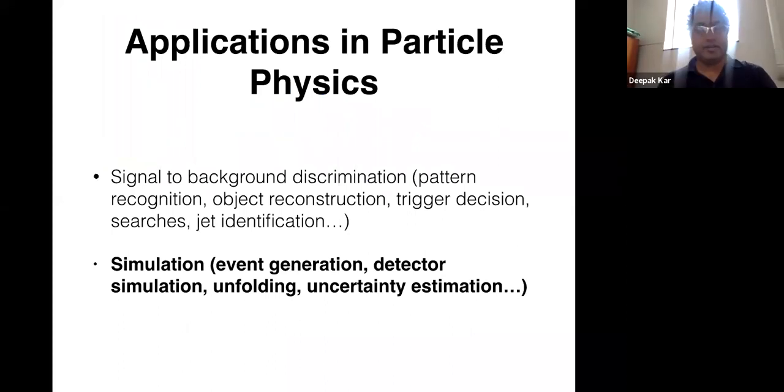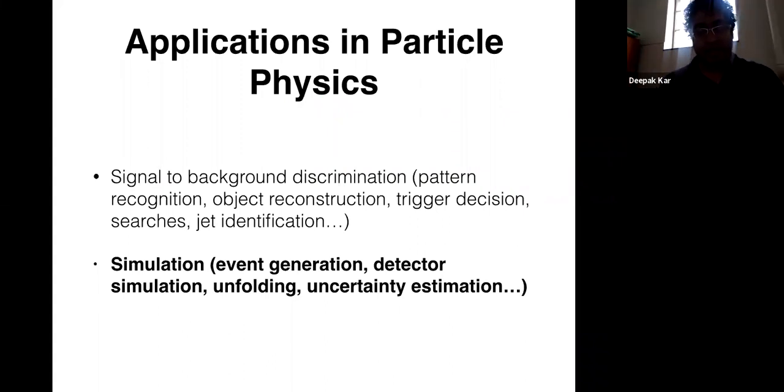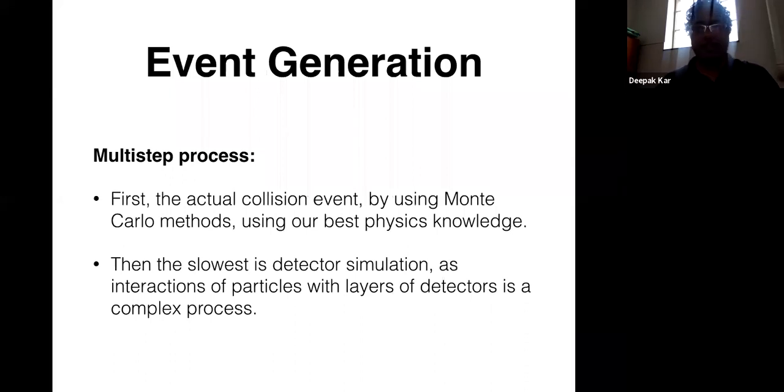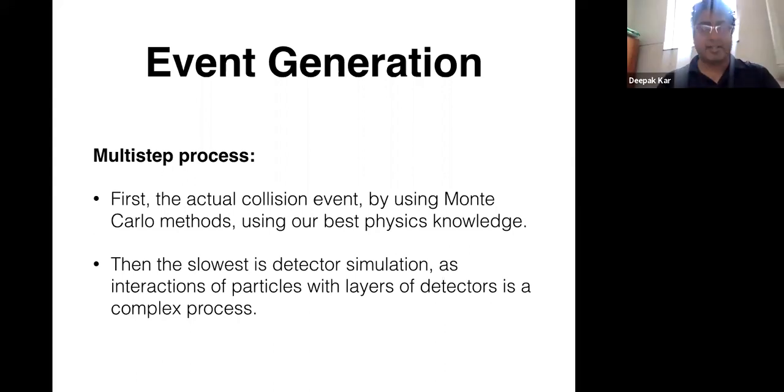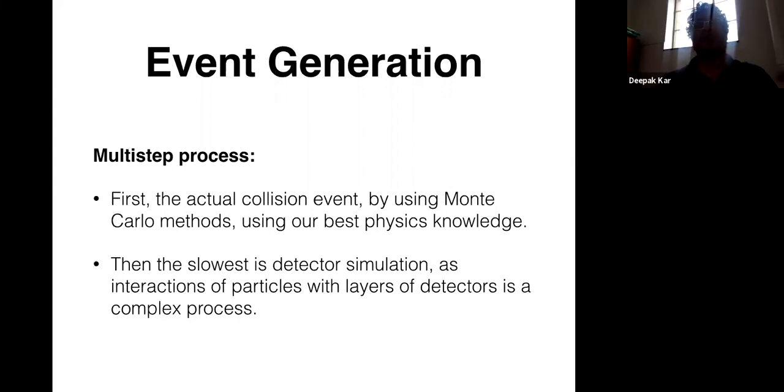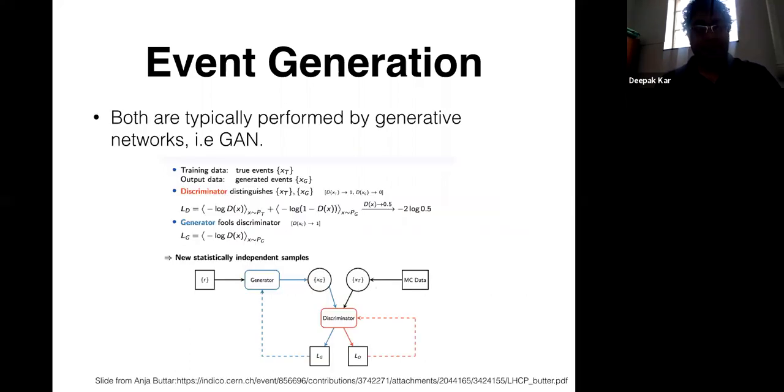I don't have a lot of time, but I'll try to cover the second part of my talk, which is simulation. So event generation, detector simulation, unfolding, one of these things. Event generation is essentially making simulated events. It's a multi-step process. First, you calculate the exact collision event, protons coming in, stuff going out. And then the next step is detector simulation, because these particles interact with the material of the detector. That's actually more of a nuclear physics problem in some way, but this is computationally very expensive. And in our simulation process, this actually takes the longest amount of time. So can we do each of these two steps using machine learning?